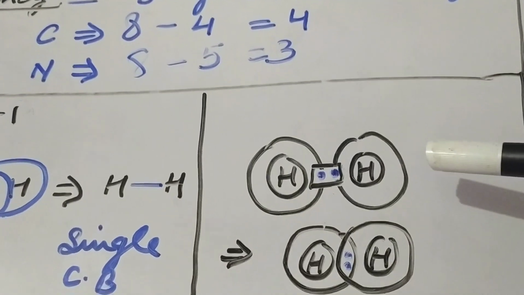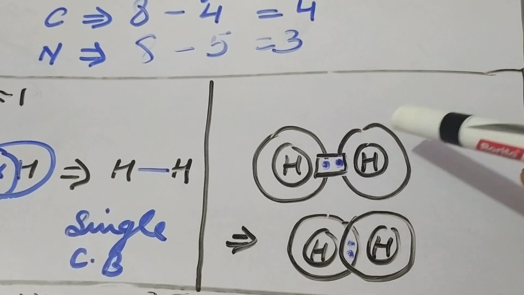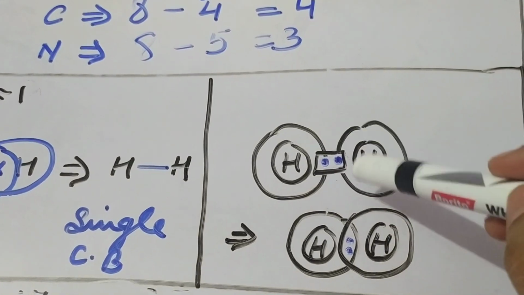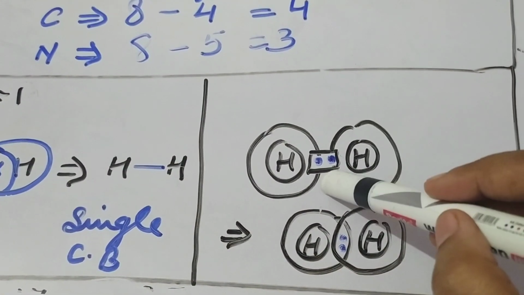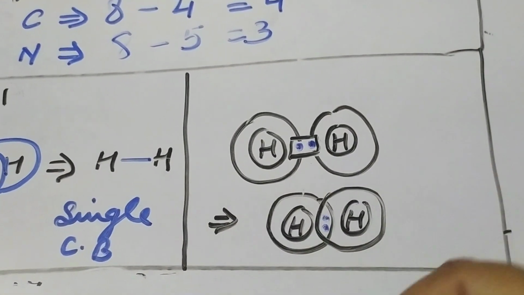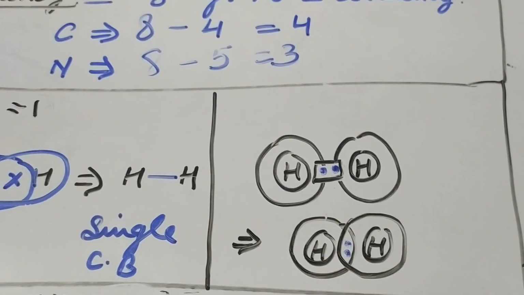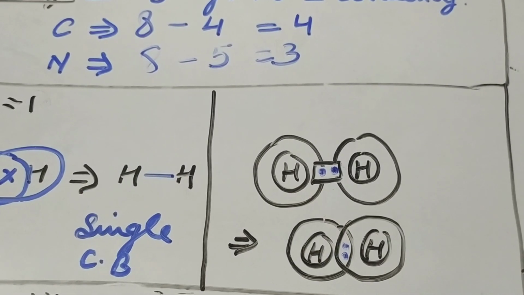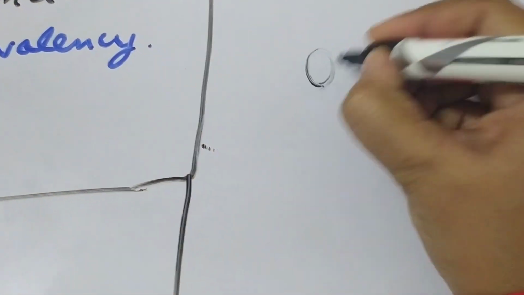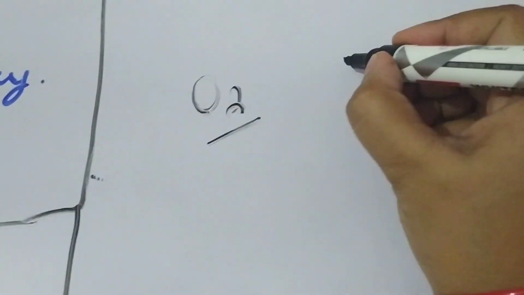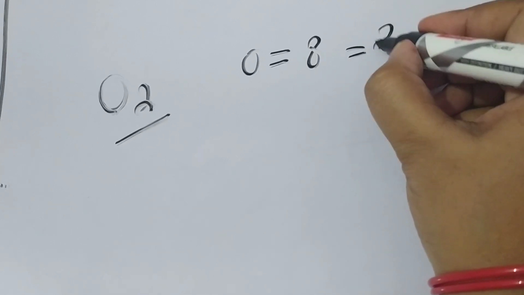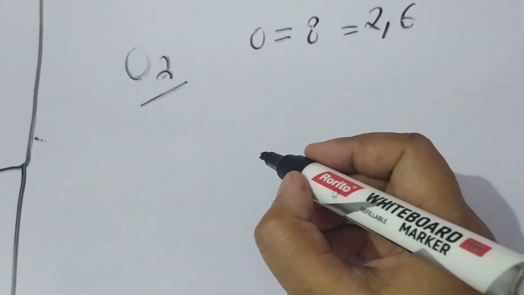Now in the atomic orbital structure, we will draw the valence orbit or the last orbit of the atom. Hydrogen has one valence electron. Both the atoms share one electron and they form the hydrogen molecule. Now I will show you the atomic orbital structure of oxygen. Oxygen has atomic number 8, so the configuration will be 2, 6, and it has 6 valence electrons.